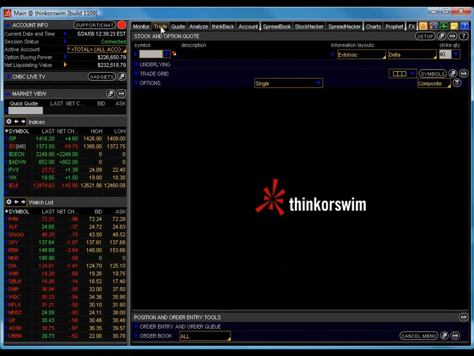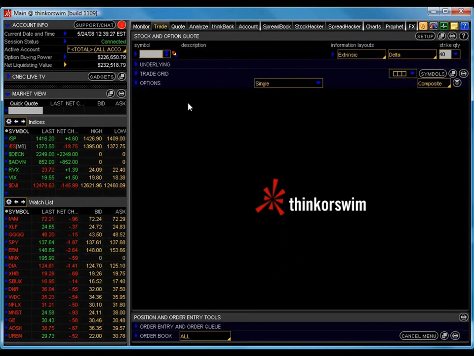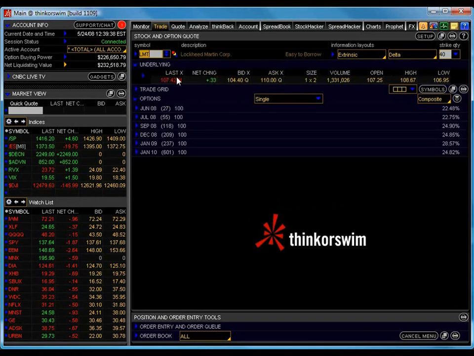Because when I go into a trade, let's say we go from the monitor tab over to the trade tab when we want to place orders. So let's say I wanted to place an order in LMT. I just put in LMT and then I hit enter, and it'll bring down all of the options available for LMT at any given time. So right now the June options are available, the July.